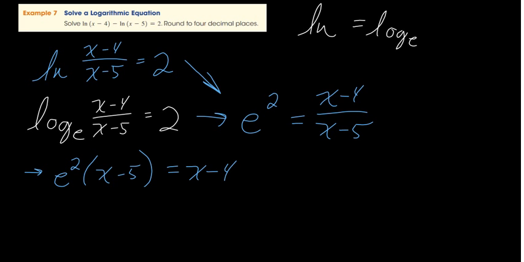x minus 4. And then we're going to distribute the e squared on the left side. So we're going to have e squared times x minus 5e squared is equal to x minus 4. And so now it should be clear what we're trying to do. Again, we need to isolate the x's.